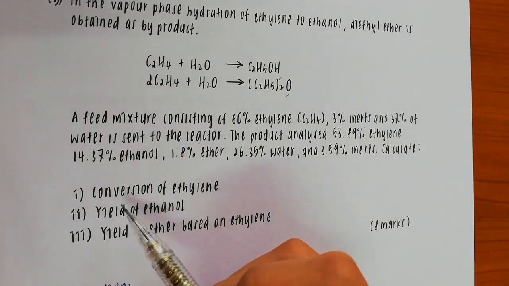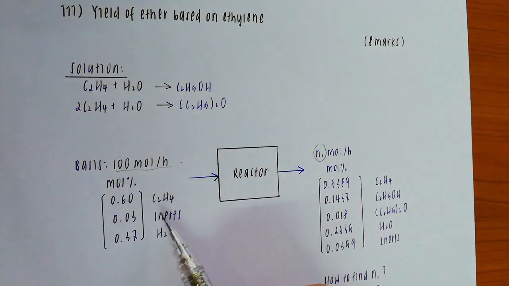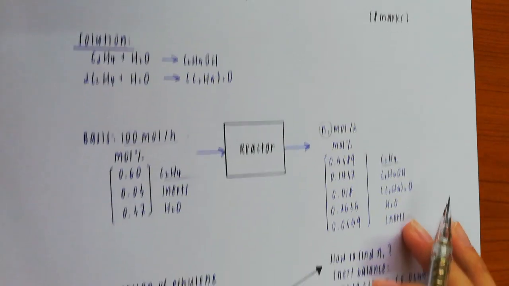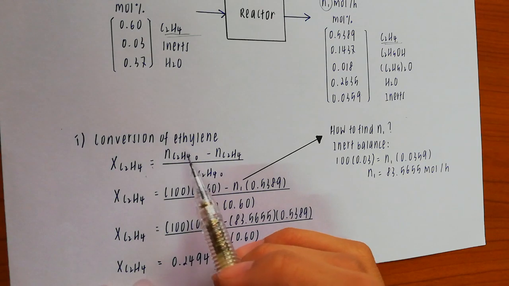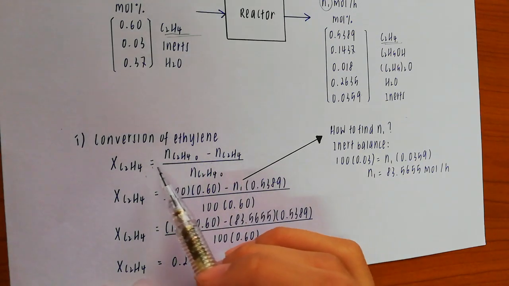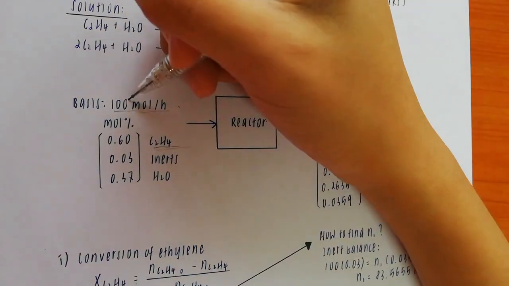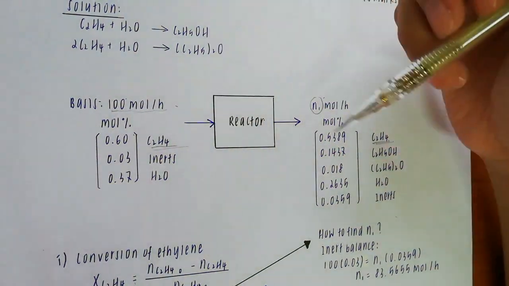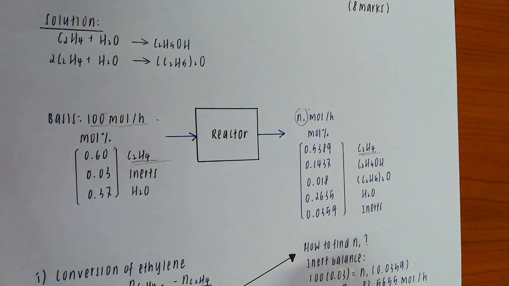Now, the first question is conversion of ethylene, C2H4. So conversion of ethylene, the formula is like this. Initial mole minus final mole over initial mole. So 100 times 0.6 minus N1 times 0.5389.